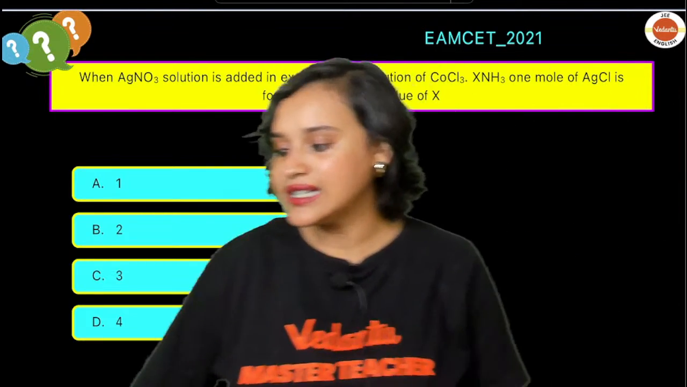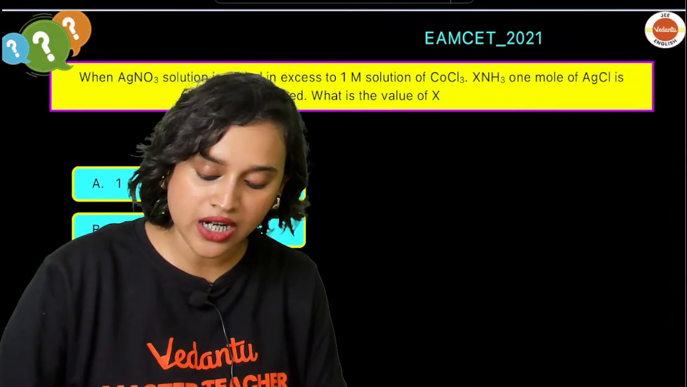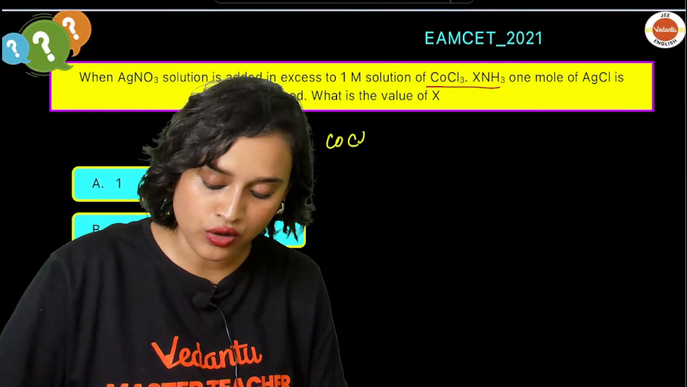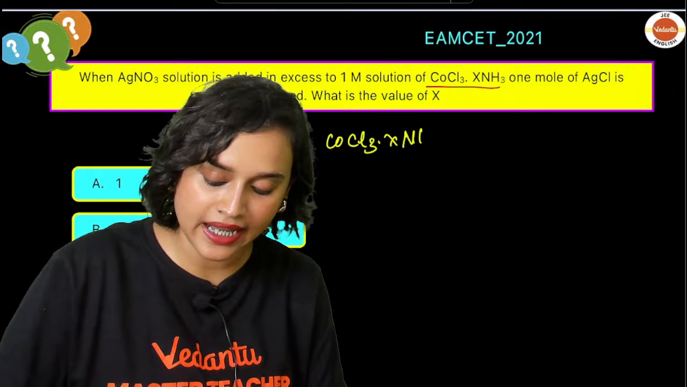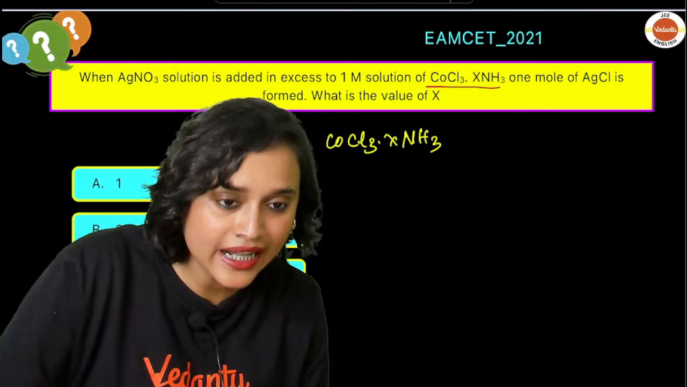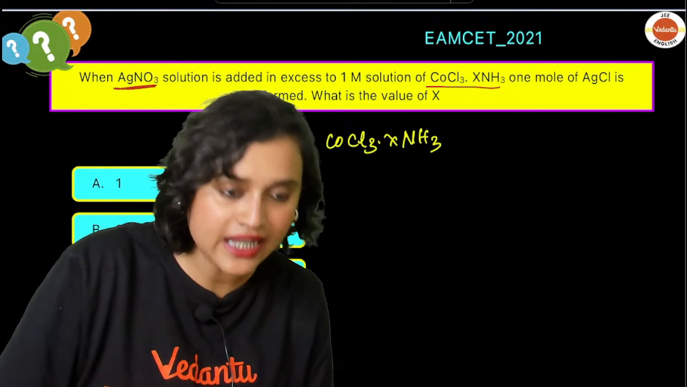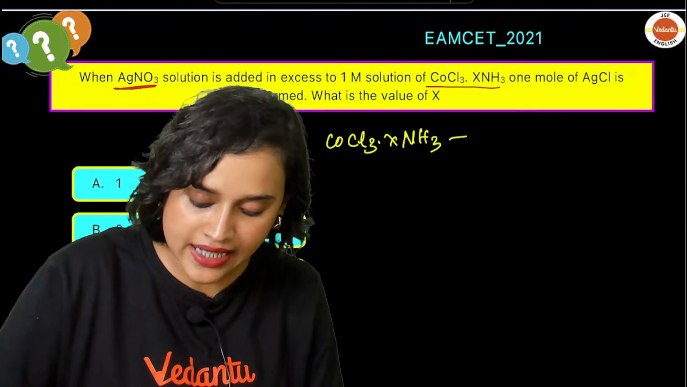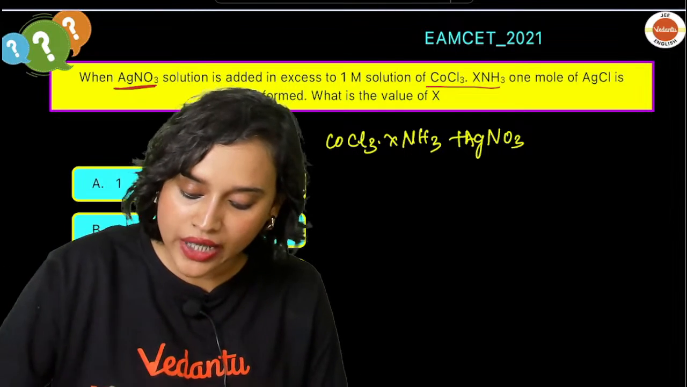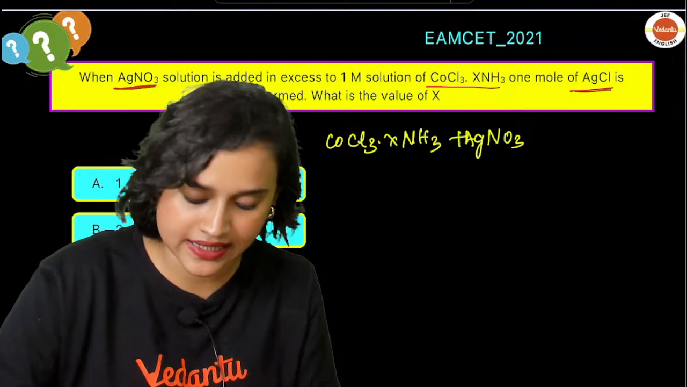Here this is going to be very easy, everyone. Just take a look at it. What are they saying? That you have a compound, CoCl3.xNH3. This is the compound. Then they are saying that you are mixing AgNO3, so let us add AgNO3 here. Now, when you add AgNO3, what are you getting? You are getting 1 mole of AgCl.